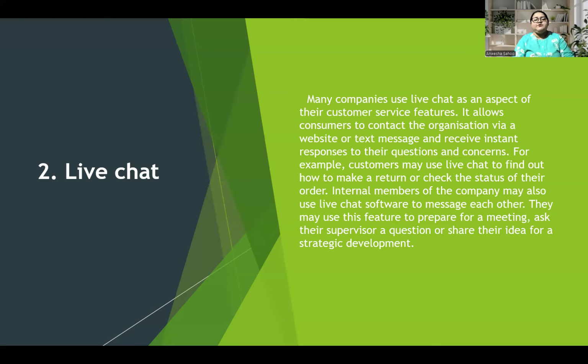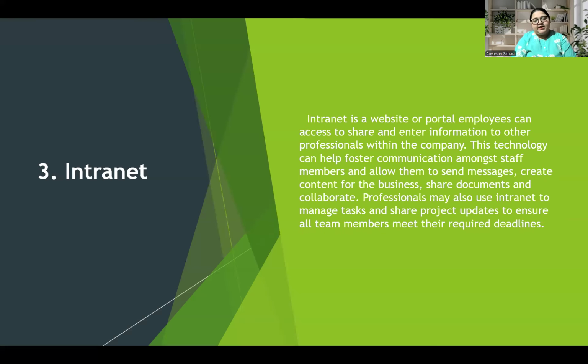Suppose there are four teams working on the same project and each of the teams sits in different locations. So how do they manage or coordinate among themselves? They will use such kind of live chat system. Okay, understood. So moving forward, next is the intranet.